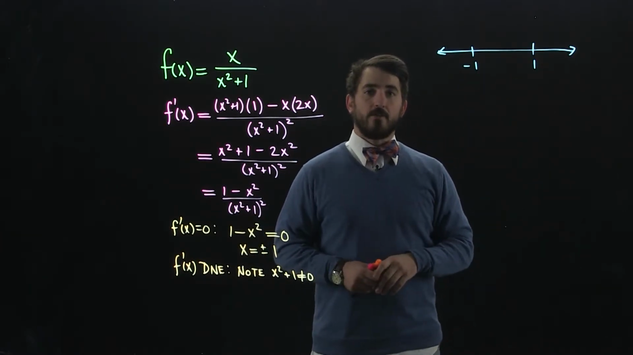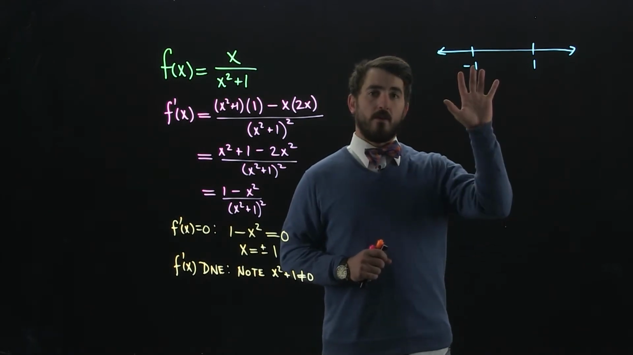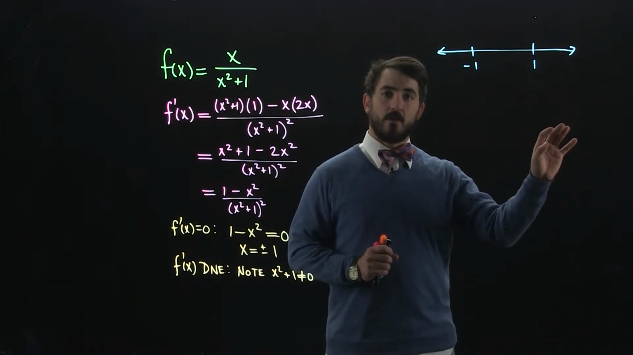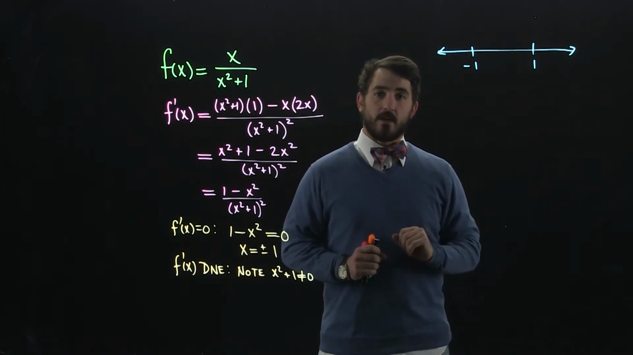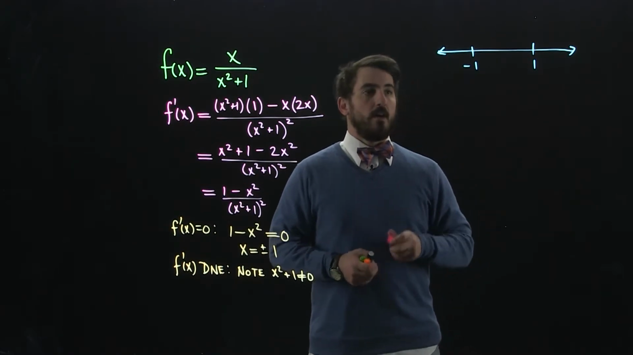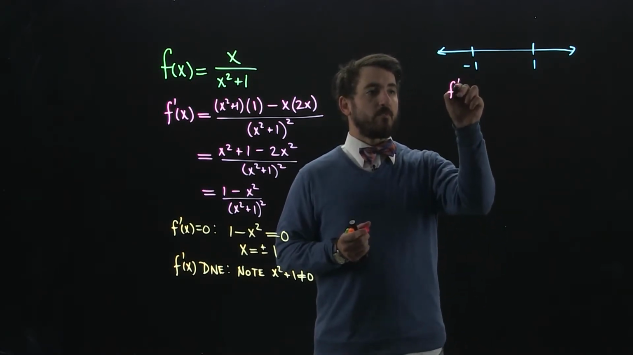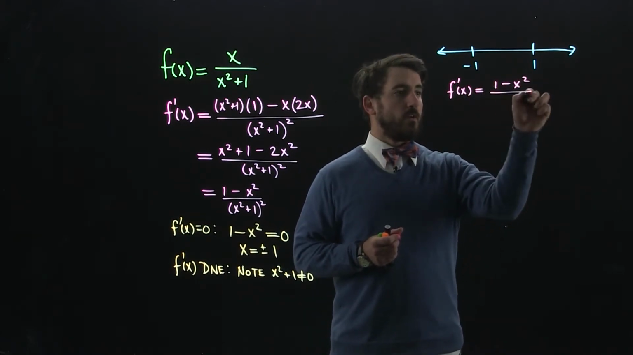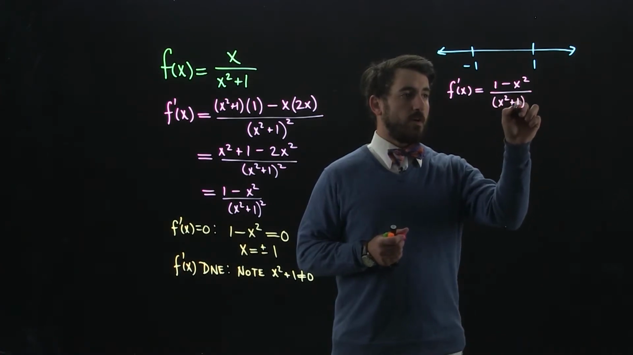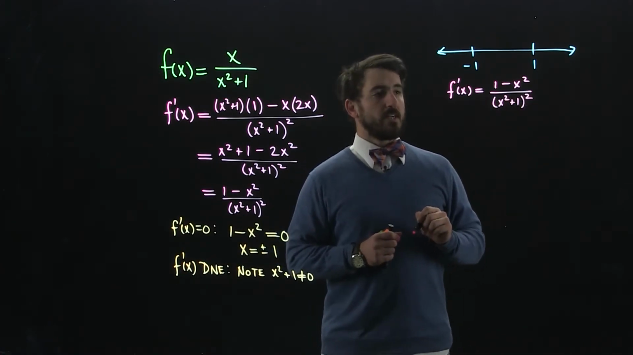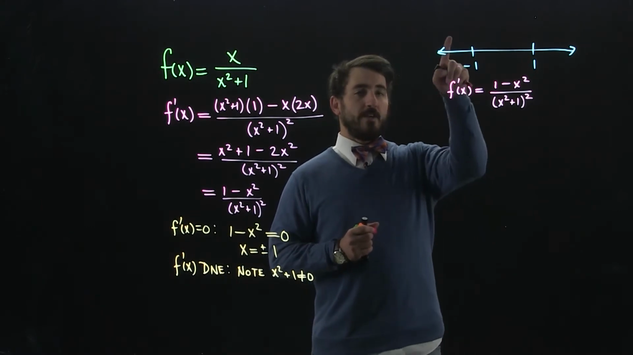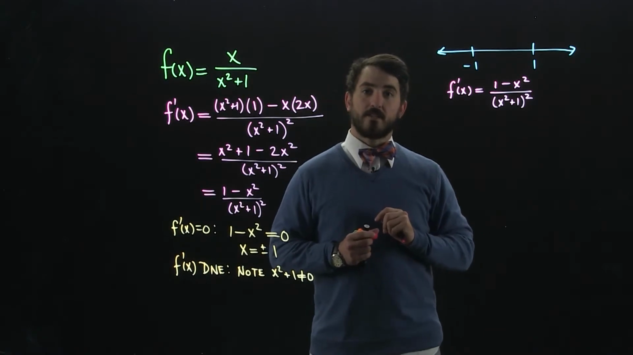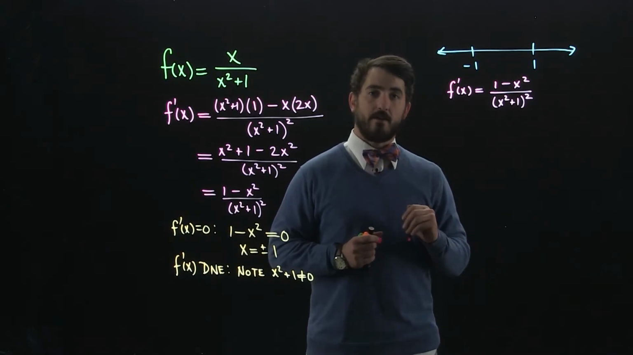And we're going to test values into the derivative to determine whether the derivative is negative or positive on each one of these intervals. That will help us determine where this function is increasing or decreasing. Now remember, the derivative, f prime of x, equals 1 minus x squared over x squared plus 1 squared. So I'm going to test points into this function. If it is negative on this left interval, then it's negative everywhere. If it's positive on an interval, it is positive everywhere on that interval.